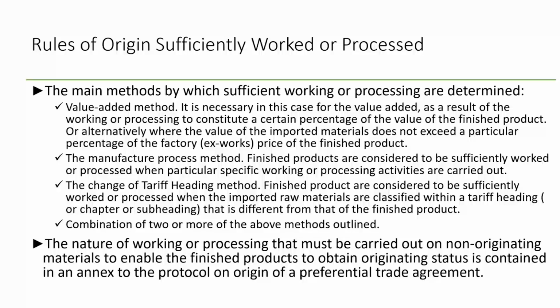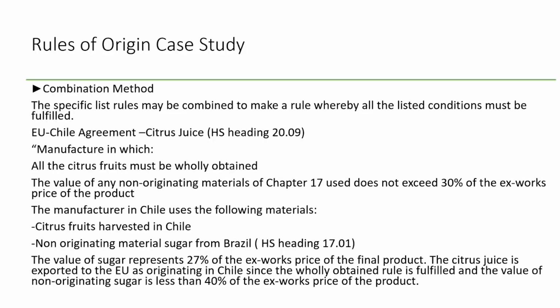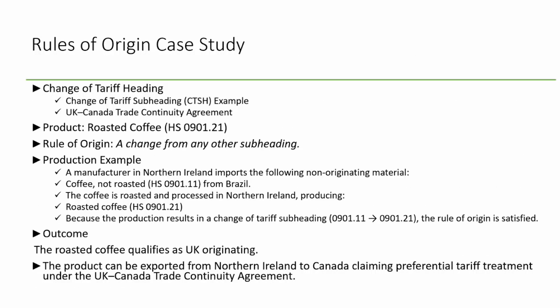So that's an example of a manufacture process method. And then the change of tariff heading, where the finished product is considered to be sufficiently worked or processed when imported raw materials are classified within a tariff heading. And remember, the tariff heading is the first 4 digits of the commodity code, or chapter, that's the first 2 digits, or subheading, the first 6 digits, that is different from that of the finished product. There's a good example of that coming up here, and I have examples of the other ones here, which you can go through, because you can request copies of the slides.